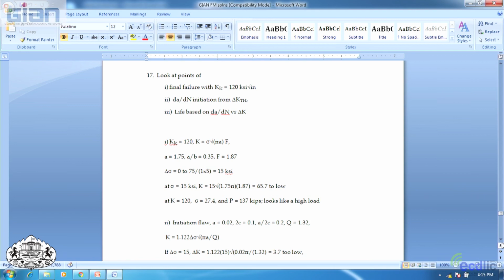Then going back to the second part of the analysis, the initiation. Initiation flaw, I used part through flaw, but you could use whatever. Part through flaw K is like this, 1.122 sigma squared of pi a divided by q. And if the stress is 15, the delta K is 3.7. That's not good because the delta K threshold was 5, I think. I have it on the next one.